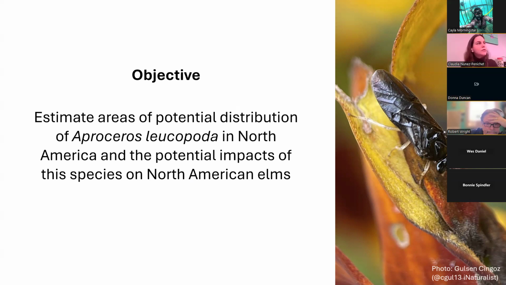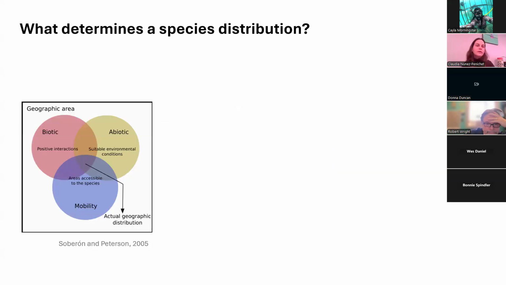And for doing that, we first go back to the theory of species distribution and base our study there. What are the conditions that determine the distribution of a species in an area? So Soberón and Peterson in 2005 mentioned that for an area to be suitable for a species to be distributed, we need to have 3 main factors there. We have to have the right biotic interaction: the host plant, no competitors or predators, the right prey.